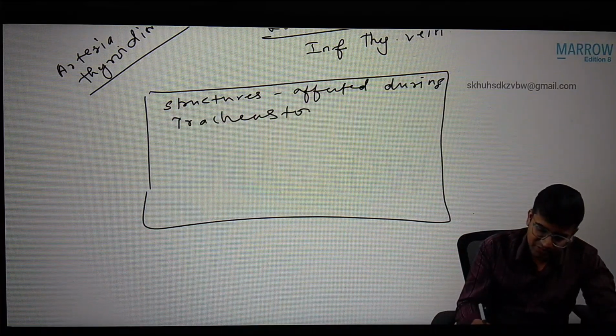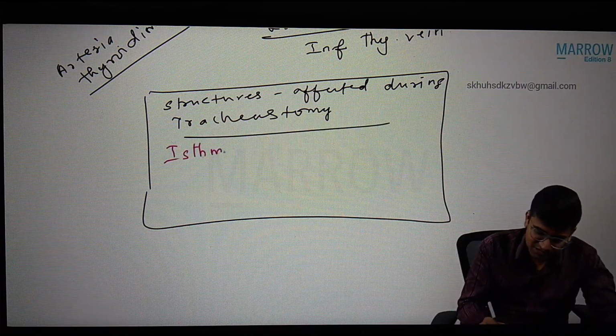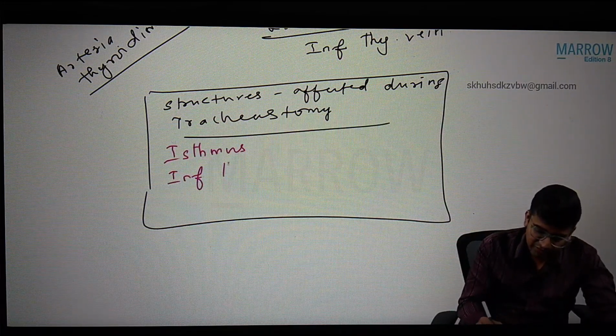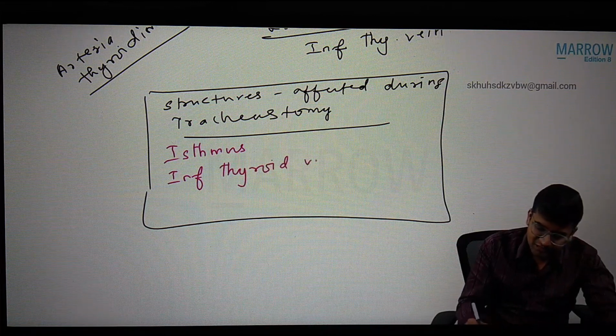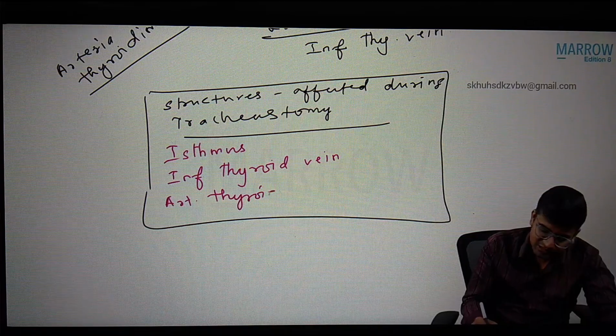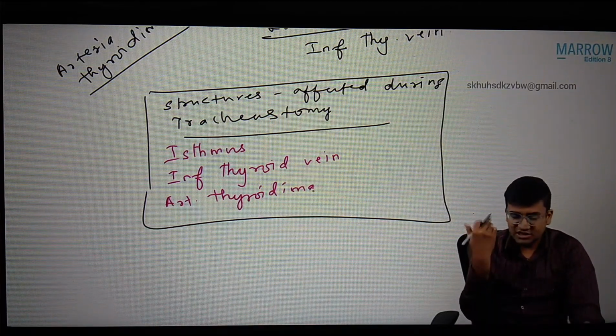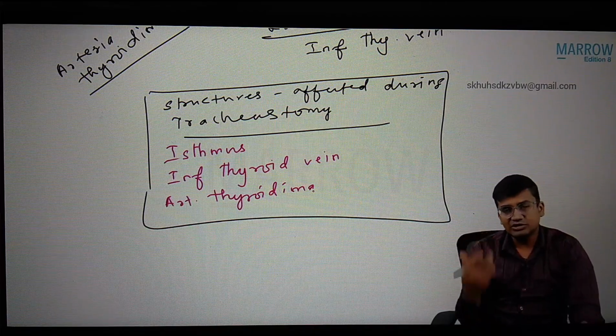During the tracheostomy procedure, the structures encountered are: number 1, isthmus; number 2, inferior thyroid vein; and number 3, arteria thyroidea ima. Please remember, the inferior thyroid artery is not affected during a tracheostomy procedure.